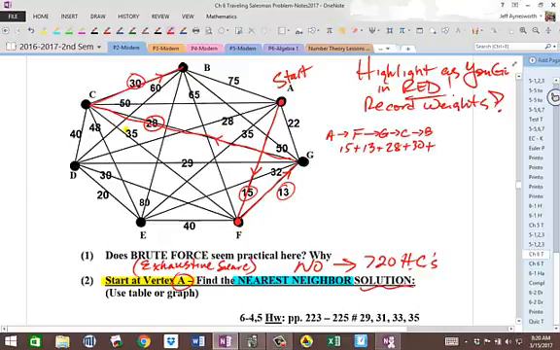Now from B, I can cruise down here to D at 60, or to E for weight 80. There's no other choice, so either 60 or 80. Well, 60 is smaller than 80, so I'm going to cruise down here to D for weight 60. Then I have to visit every vertex once, so I can't go back home yet because I haven't visited E. So I've got to go visit E, and that's weight 20.